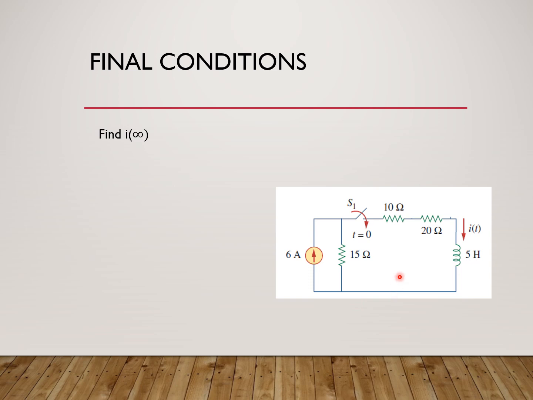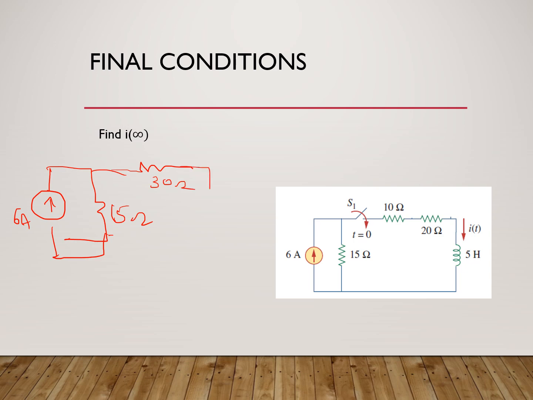Again, if you see here, there is a switching happening at time t is equal to 0 and there is an inductor here. So here I can redraw the circuit. I again find I infinity, which means I want to draw the circuit after time t is equal to 0. So the 6 ohm, 15 ohm, and the 6 ampere source, and the switch is getting closed. We have a 10 ohm and 20 ohm, which are in series, so I'll just show it as 30 ohm. And this is the inductor, which is a 5 Henry inductor, with the 6 ampere current. Now, we can observe that at steady state, infinity means what?